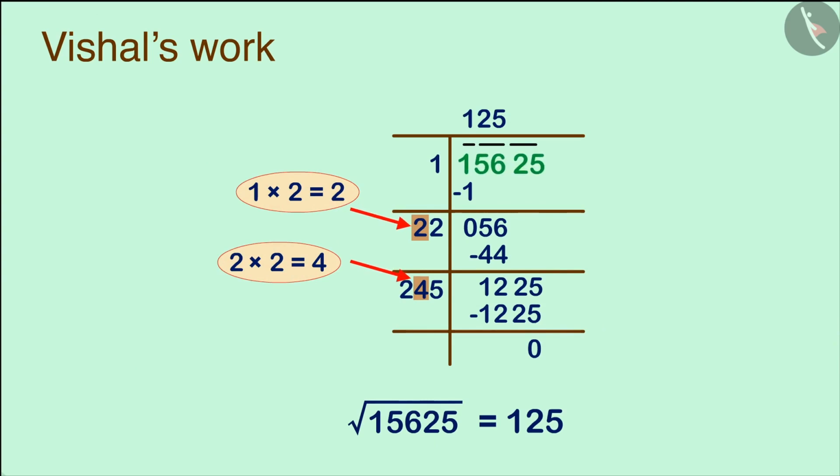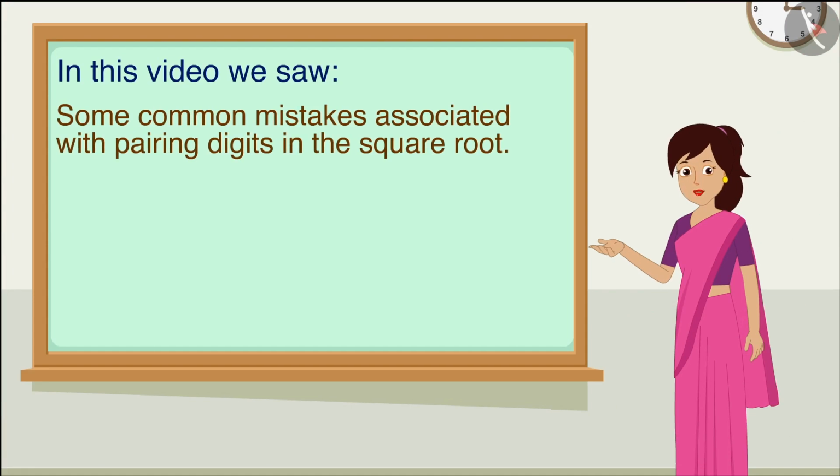Vishal found the square root of the number 15,625 in this way. This is the correct method. So in today's video, we saw some common mistakes associated with pairing digits in the square root. Thank you.